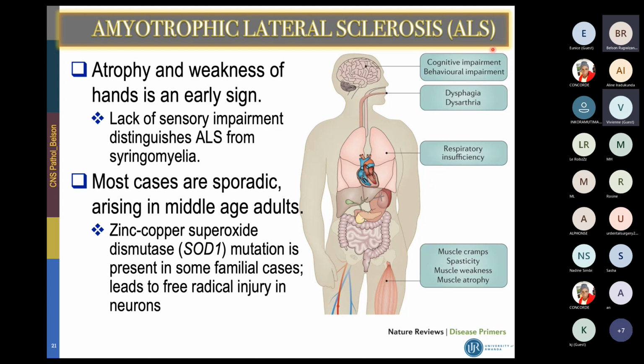So there will be cognitive impairment, behavioral impairment, dysphagia, dysarthria, and so on. So you understand, because the muscles are involved in deglutition. So if the muscles are not working properly, there will be dysphagia. Respiratory insufficiency because of muscle problems again, muscle cramps, spasticity. Ibi bigomba kuza muri ya yindi cortical tract, mu gihe muscle weakness and the muscle atrophy will be on the other one, the anterior horn problems.